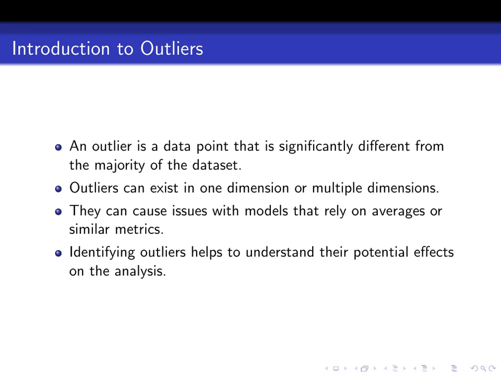Outliers are data points that differ significantly from others in the dataset. These points can exist in one dimension or multiple dimensions, and they can cause issues with models that rely on averages or similar metrics. Identifying outliers is crucial for understanding their potential effects on the analysis.